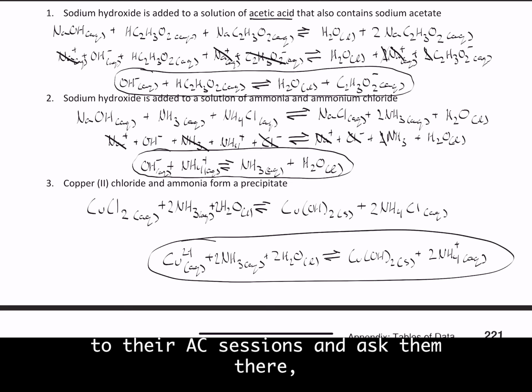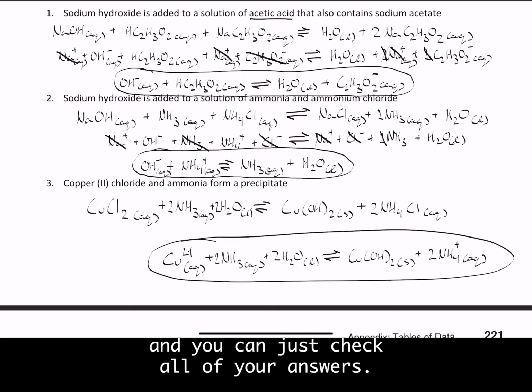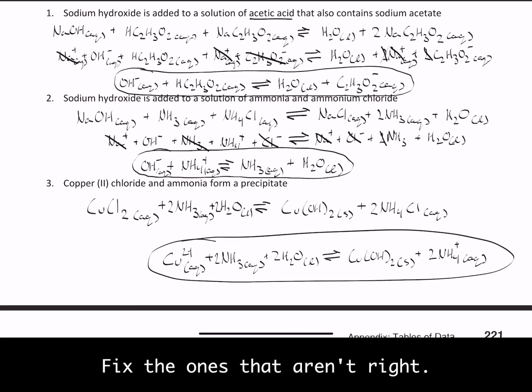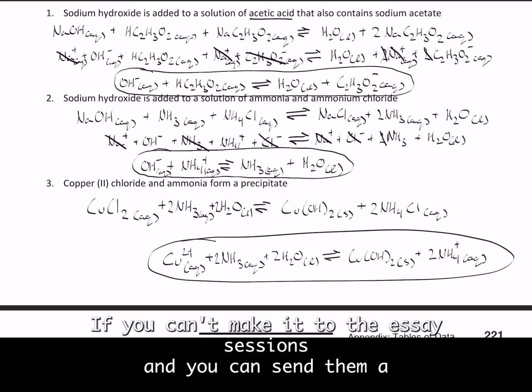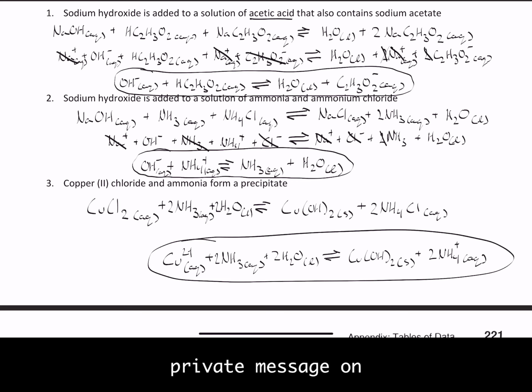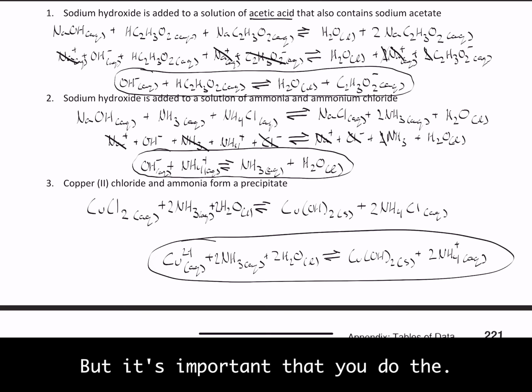You should try to go to their SI sessions and ask them there, and you can check all of your answers and fix the ones that aren't right. Or have Jonathan check them. If you can't make it to the SI sessions, then you can send them a private message on Discord to ask and check. But it's important that you do them.